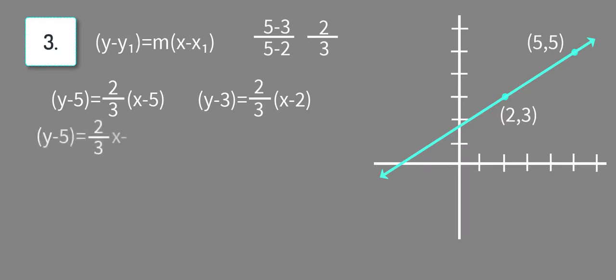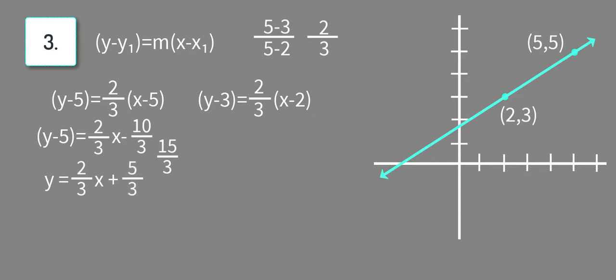Y minus 5 equals 2/3 times x minus 5. Distribute the 2/3. Y minus 5 equals 2/3 x minus 5 times 2 is 10/3. Add 5 to both sides. And we'll go ahead and write this as 15/3. And that gives us y equals 2/3 x. And then negative 10 plus 15 is plus 5/3.